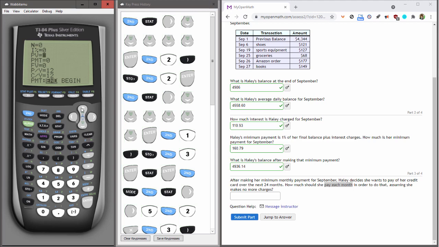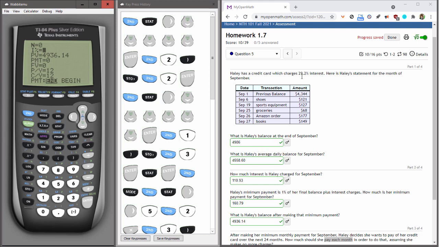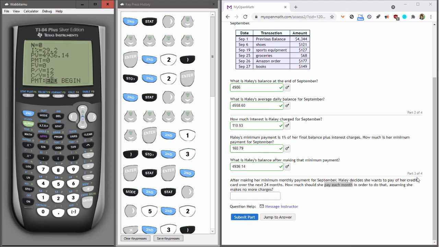How much is she paying off? Well, after she makes her September payment, she owes $49.36.14. The interest on that is this whopping 29.2%. And then she wants to pay off the card over the next 24 months. If she makes monthly payments, that means she's going to make 24 payments. Notice we were directly given how many payments she's going to make. We don't need to multiply because we were directly told the number of payments.